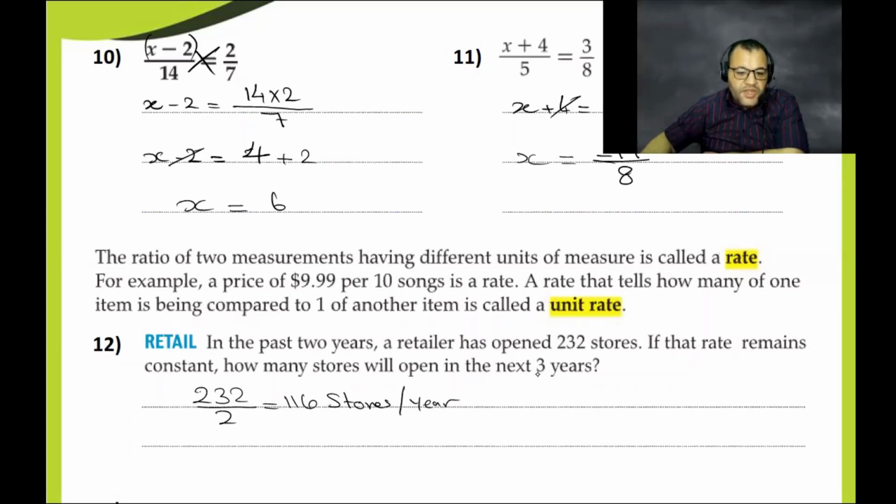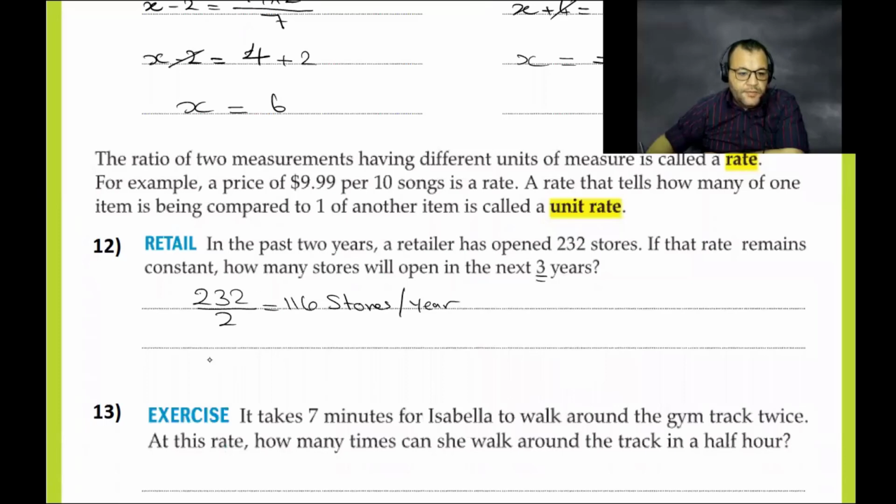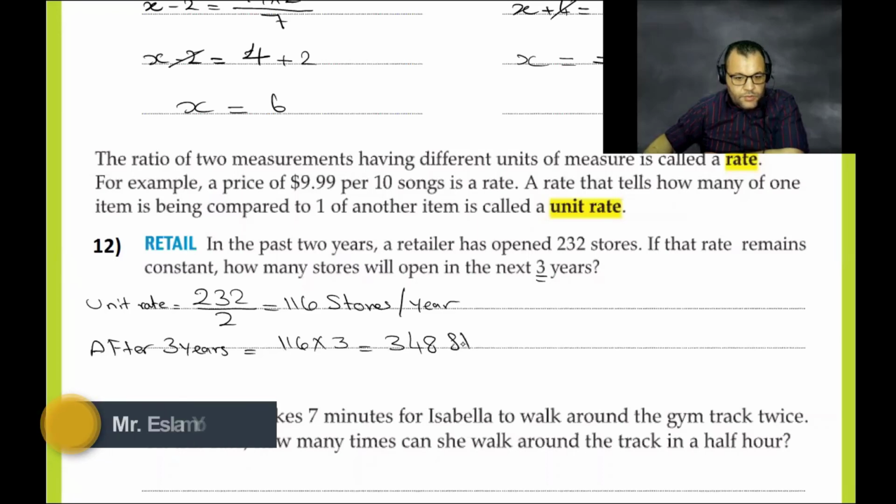So within 3 years, the unit rate times 3 will equal 116 times 3, which is 348 stores.